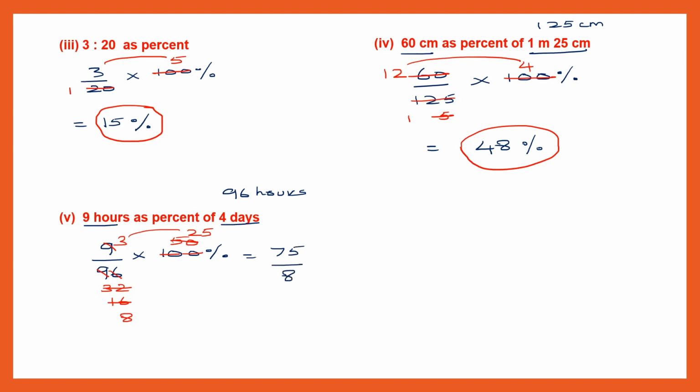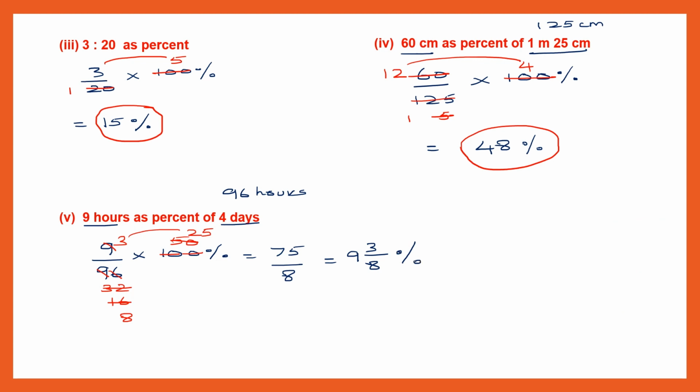So this is an improper fraction. Let's first convert it to a mixed number. So 75 divided by 8. 8 nines are 72, 75 minus 72 is 3. So what is our mixed number here? 9, 3 by 8. So we've got our mixed number as 9 and 3 by 8. And since we are converting this to percent, we have to put the percentage sign.